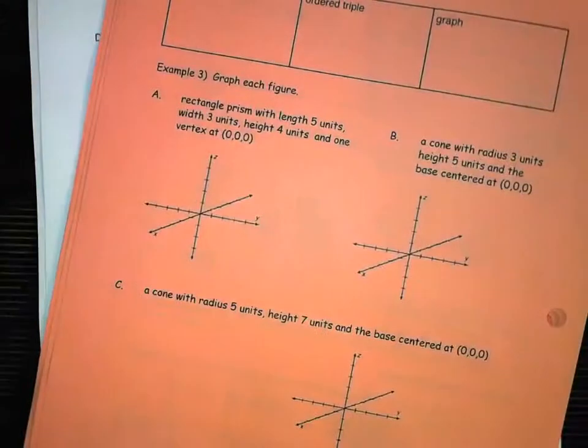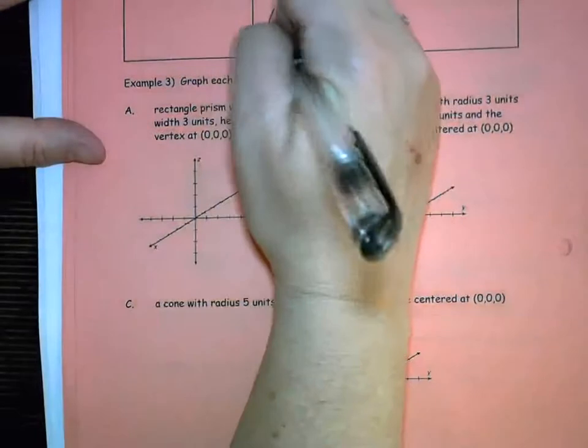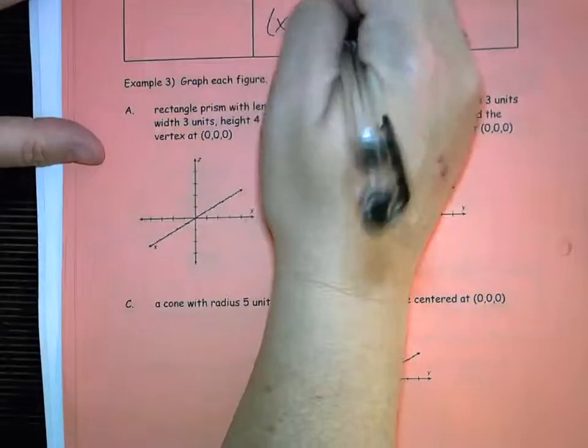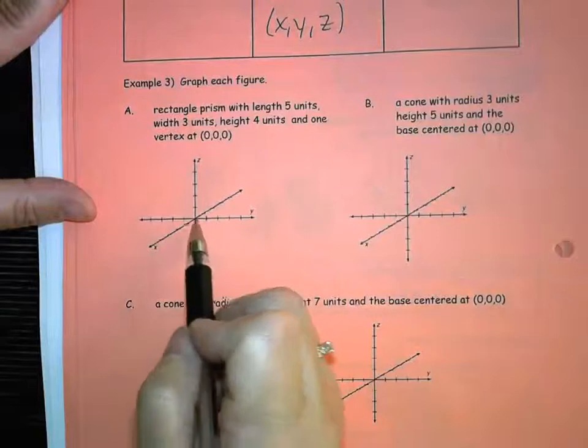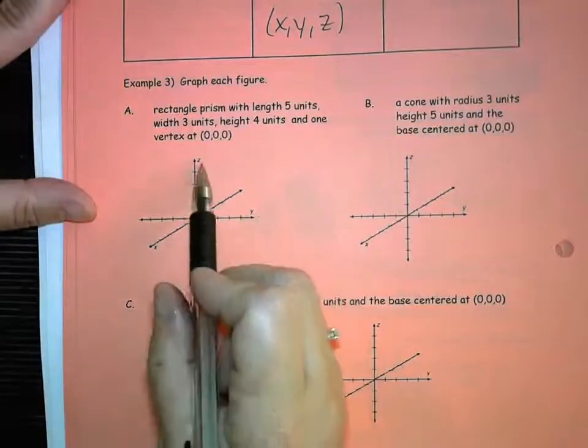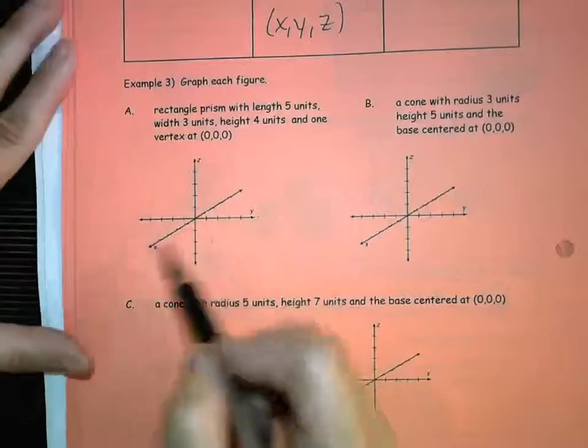If we are drawing something in space, we're going to have an ordered triple, X, Y, Z, and you will notice here the X comes forward, the Y goes to the right, and then the Z, you come up and down.